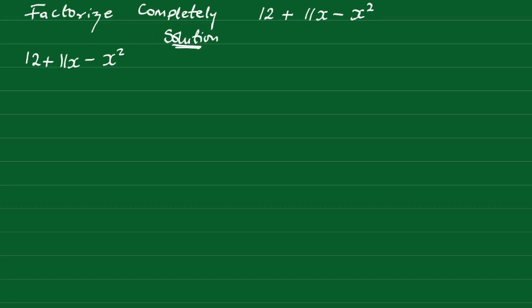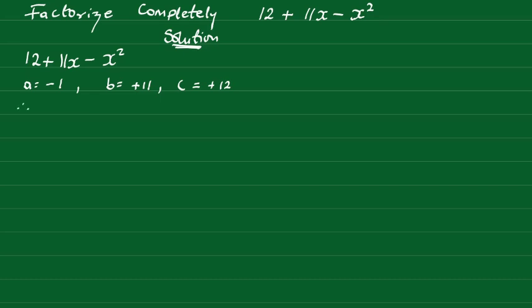Now, we take note of the fact that whenever we are asked to factorize a trinomial expression where the coefficient of x squared is not 1, we look for the factors of ac that when added give us b. In our case here, we have the value of a to be equal to minus 1, our b is plus 11, and the value of our c is equal to plus 12.